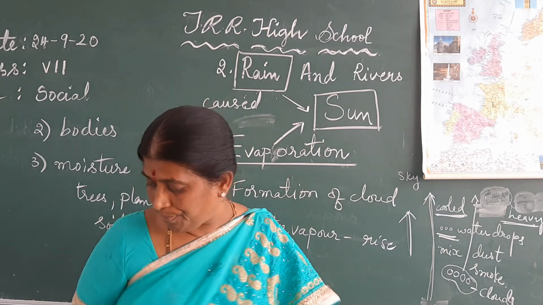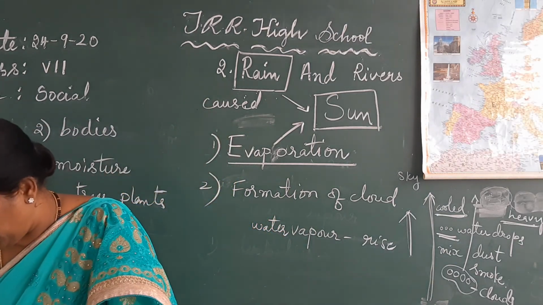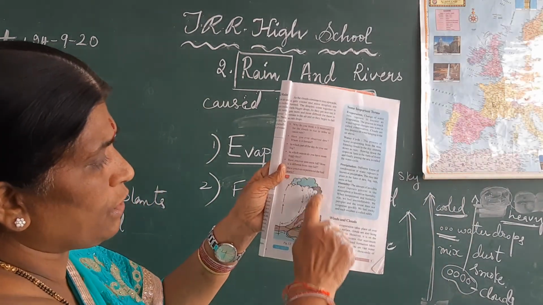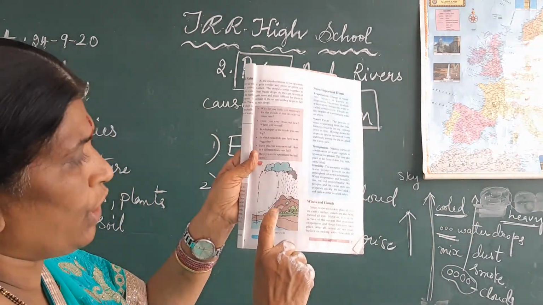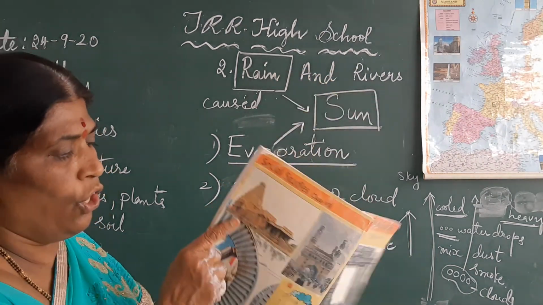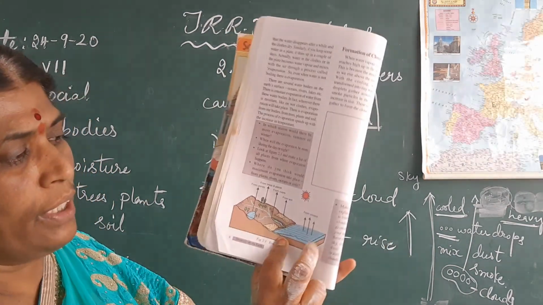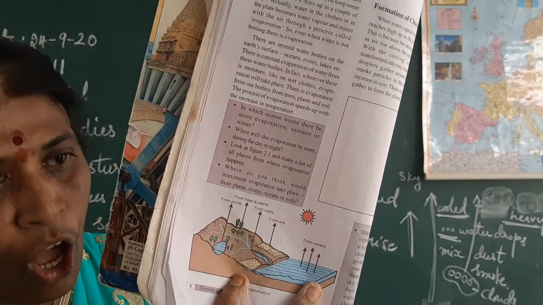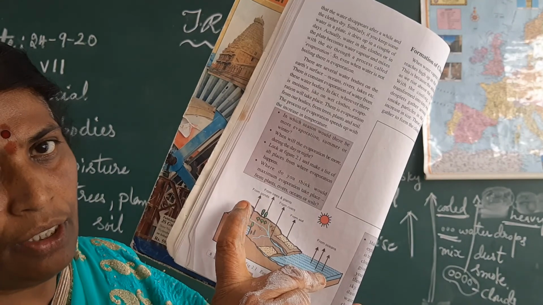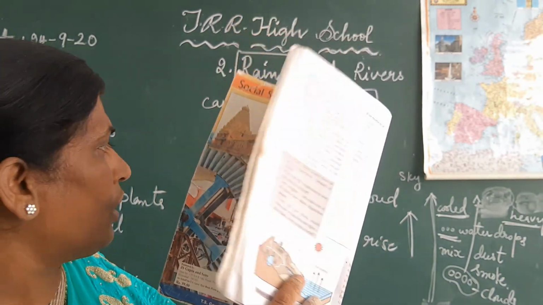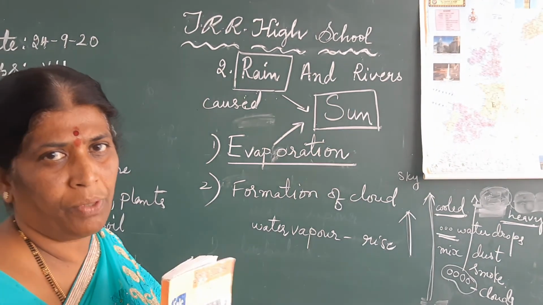Now you see here, again I am telling you. By seeing this picture, you have to say from which places evaporation is taking place. Now observe this picture also, and write down how the water cycle is going on. These two things you do for homework. And I think you understood the lesson. Thank you, ma'am.